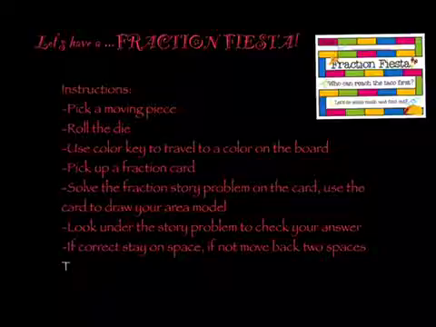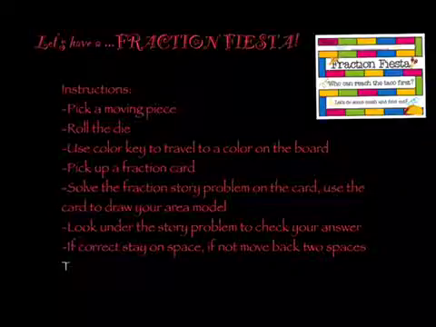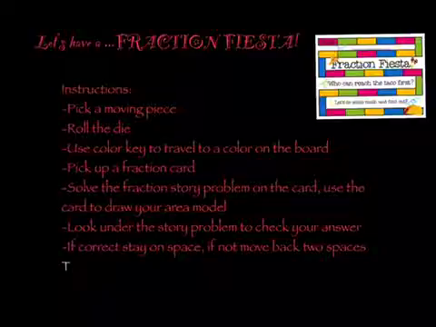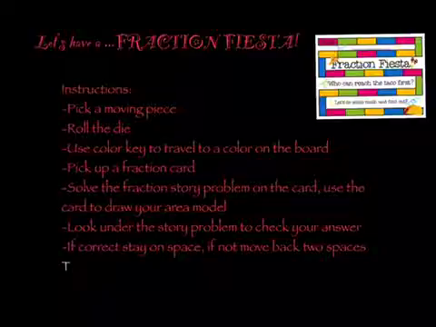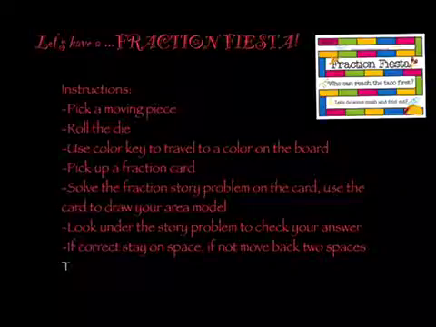The number you get coordinates with a certain color that you will have on this color key that we are going to give you. So for example, if I roll the number 5, I'm going to go to the color yellow. So every number on the die matches up with a certain color. Then once I go to the color on the board that I have rolled, I am going to pick up a fraction card. I'm going to solve the fraction story problem on the card, and I'm going to use the front of my card to draw my area model. Then once I've come up with a solution or an answer, I'm going to look underneath the story problem, because it's on another sheet of paper on the card, to check my answer underneath it. So it'll flip over and I'll see my answer.